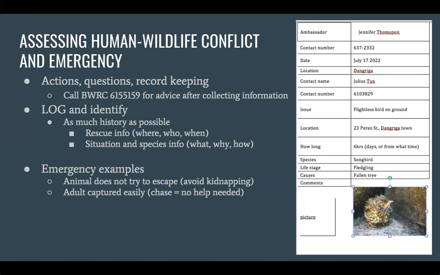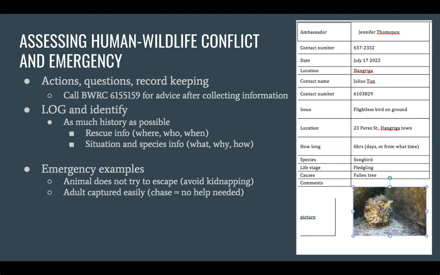So to log and identify, you would need to get as much history of the situation as possible. For example, the information from the rescue, where it is happening, who is doing the rescuing, when, what time of day, the date that it is occurring in, and get down as much information of the situation and the species information, like what species it is, why the situation is occurring, and how you can help to mitigate the situation.